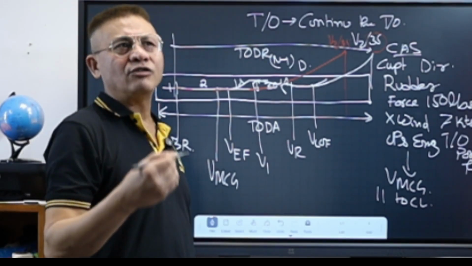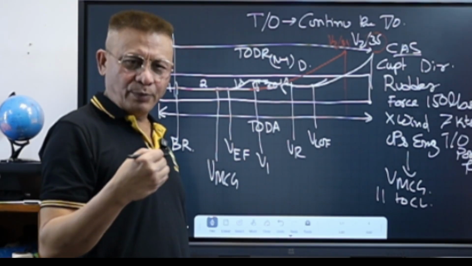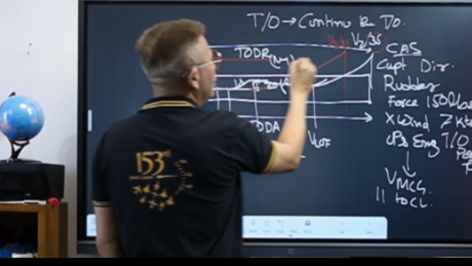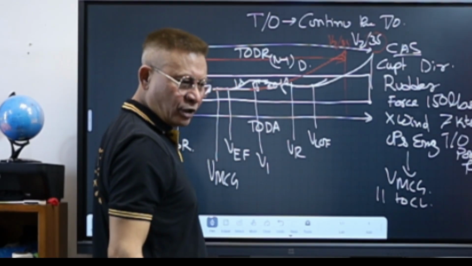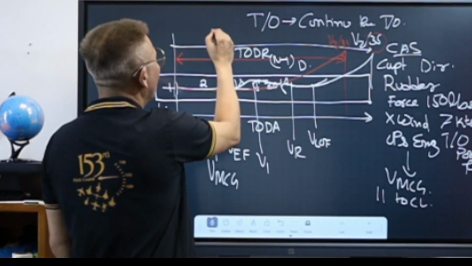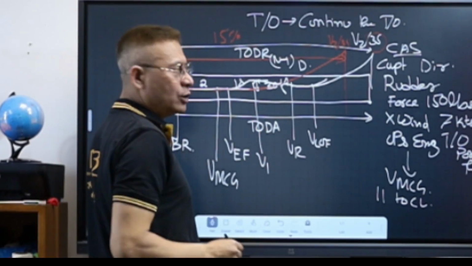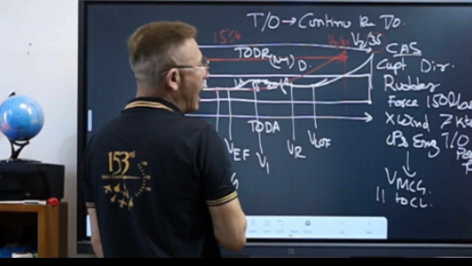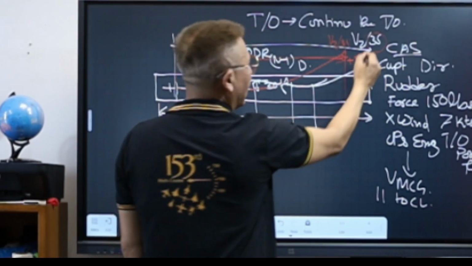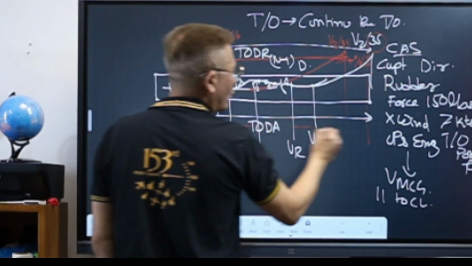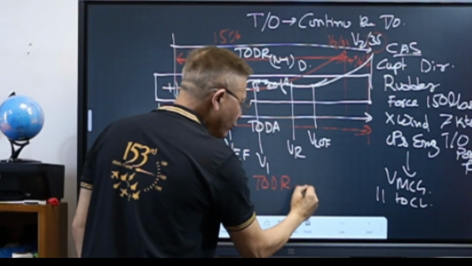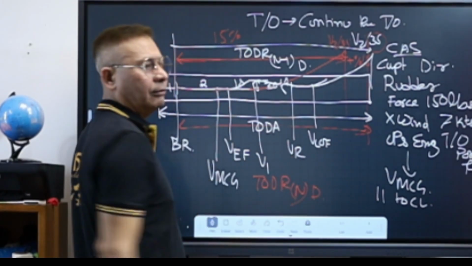If I have to consider all engines operational and the distance required for me to reach V2 by 35 feet with all engines operational, it will have to be given a margin. The margin given is 15%. So in this distance, if I add 15% of margin, and I arrive at the distance, this distance is what we call as the takeoff distance required with all engines operational on a dry runway.